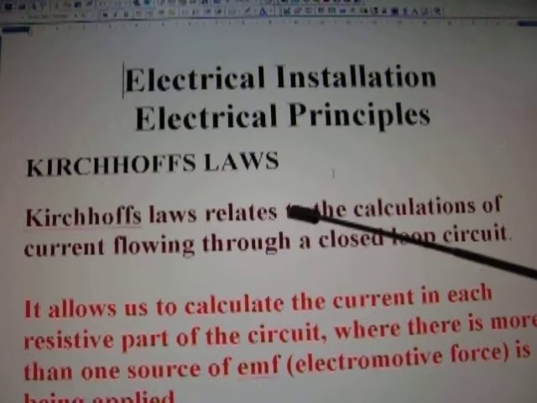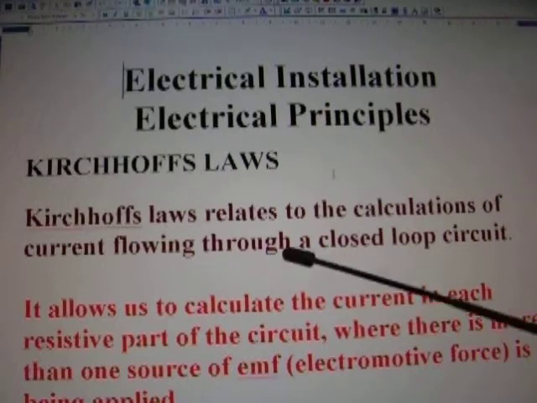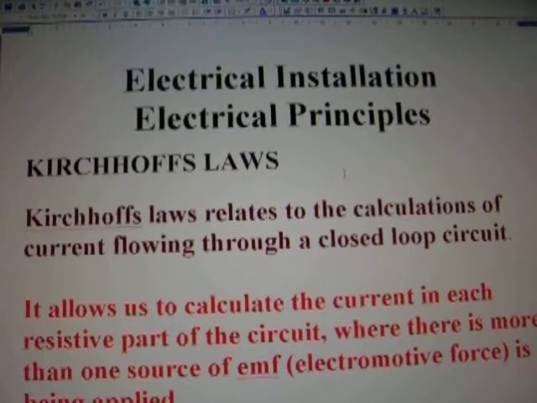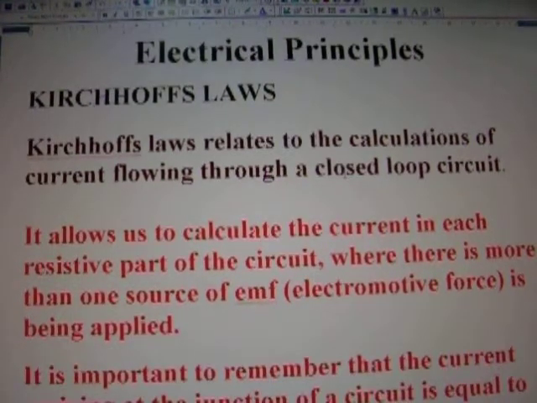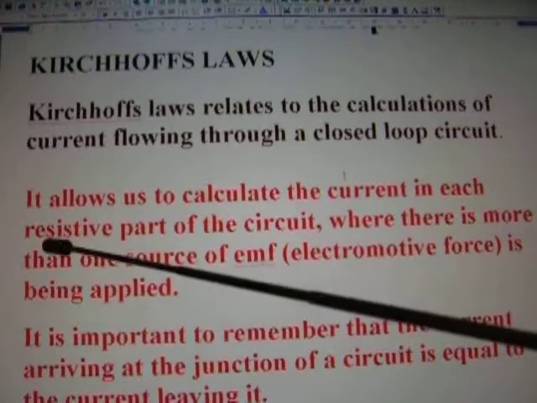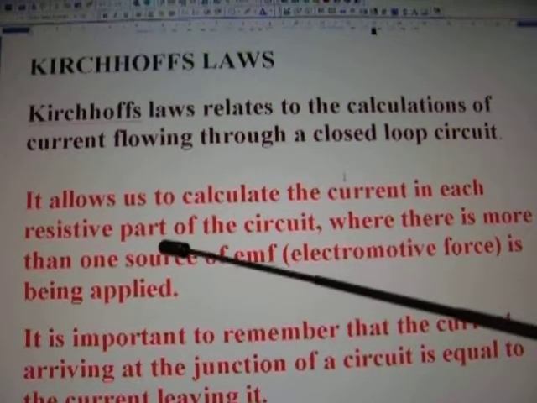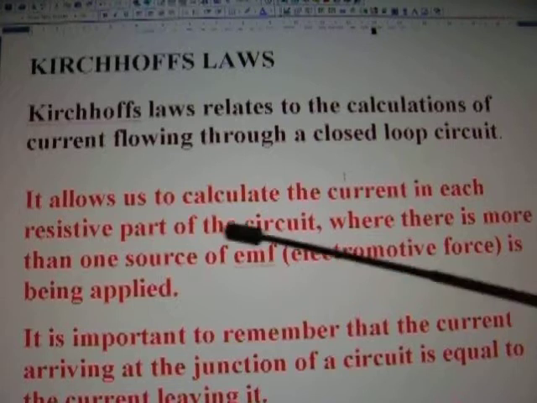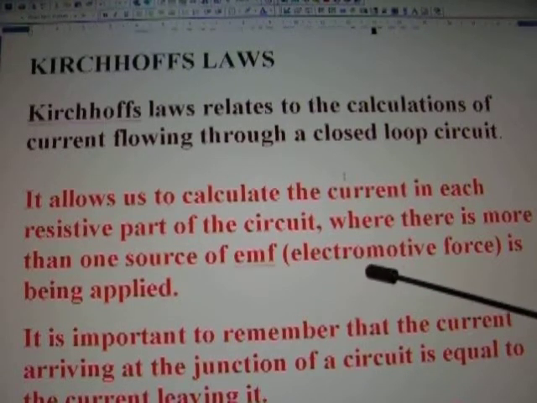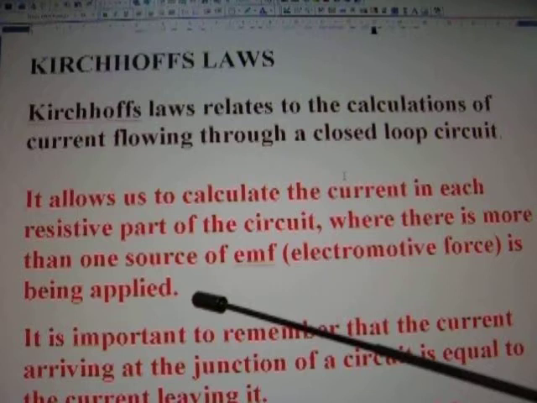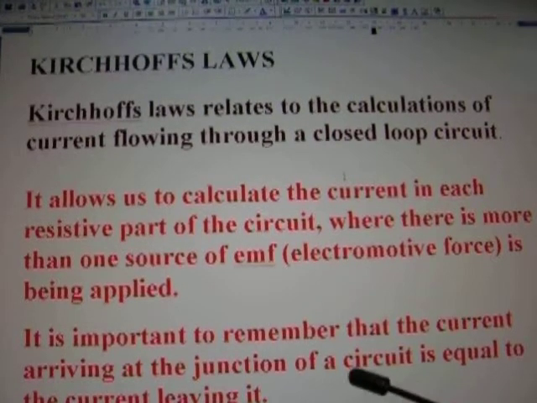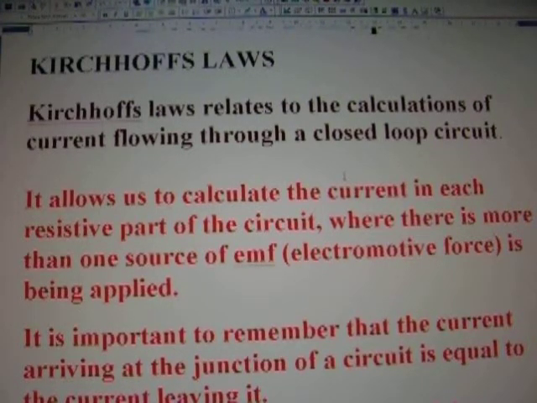Now, Kirchhoff's laws relate to the calculations of current flowing through a closed loop circuit. It allows us to calculate the current in each resistive part of the circuit where there is more than one source of EMF, electromotive force, being applied. That's to say a circuit where you may have two batteries providing 5 volts from each battery, which we will look at in more depth a little bit later.